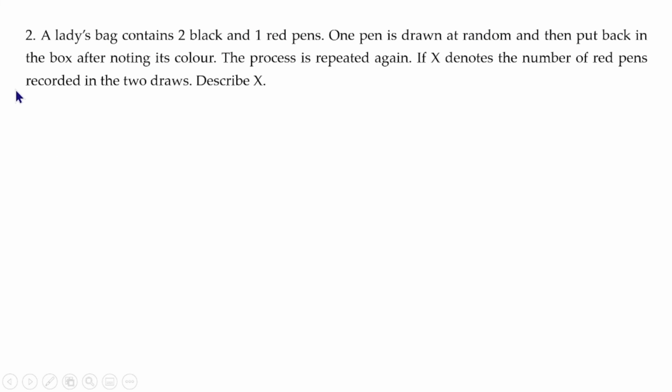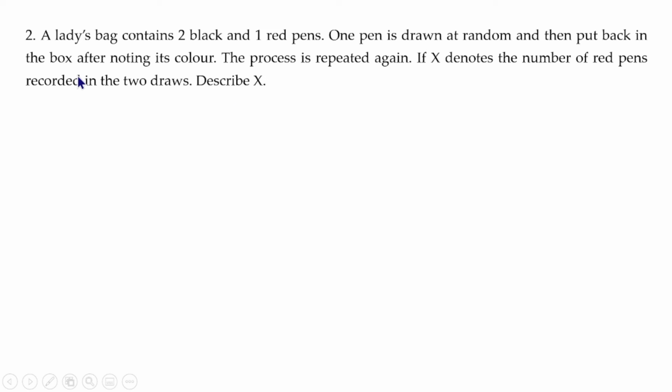The next question: a lady's bag contains 2 black and 1 red pens. One pen is drawn at random and then it is put back in the box after noting its color. The process is repeated again. If X denotes the number of red pens recorded in the 2 draws, describe X.